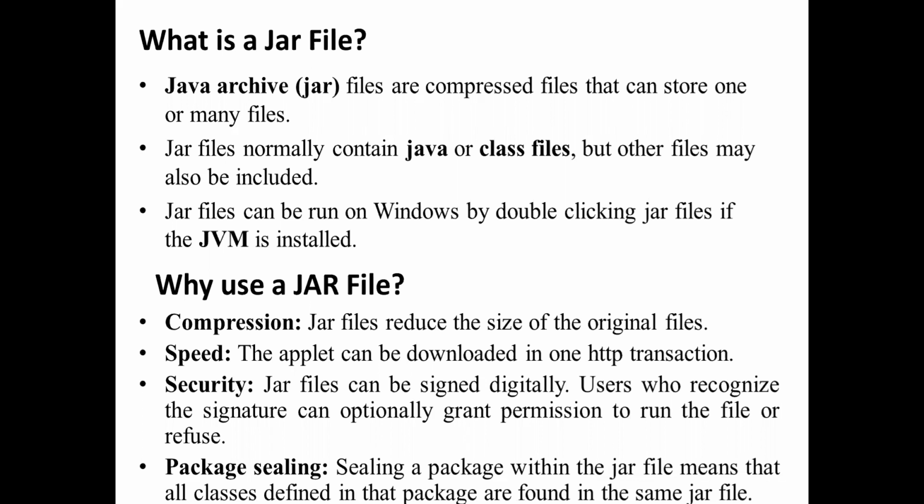And the third one is security. When you use the jar file, we can sign it digitally. Means we can give some authentication to open the file. So the user can recognize the signature and optionally grant permission to run the particular file, or refuse that particular file. So this is the security we get by using the jar file. And the fourth one is package sealing.